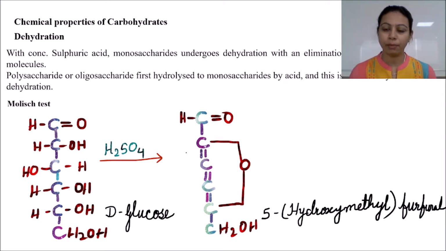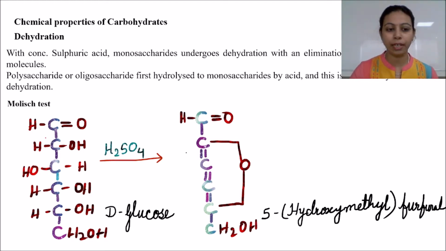On addition of sulfuric acid to either a monosaccharide, disaccharide or polysaccharide, there will be the elimination of water molecules. And after that, it reacts with alpha naphthol. In this experiment we will be using the Molisch reagent, which is a solution of alpha naphthol in ethanol. So let's proceed. What is the general principle behind the Molisch test?